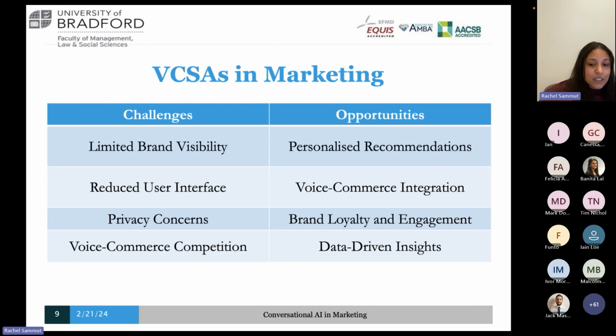Next can be privacy concerns, and this is relevant for both chatbots and VCSAs and any type of AI-based platform, I would say. Ultimately, they're collecting and storing user data in order to improve their performance. And as marketers, we've really struggled to figure out how to navigate privacy concerns and also ensure compliance with things like GDPR, CCPA, while leveraging user data and targeting our marketing efforts.